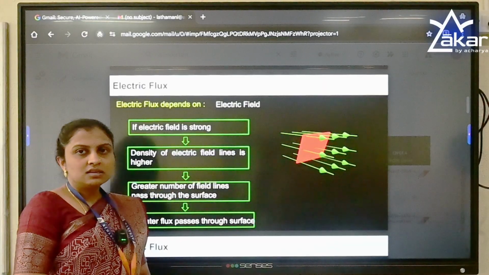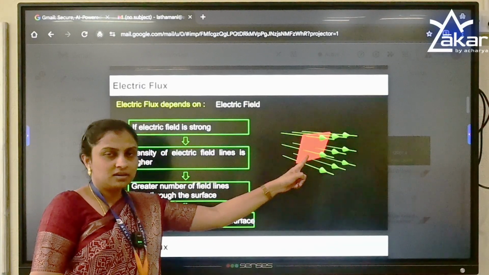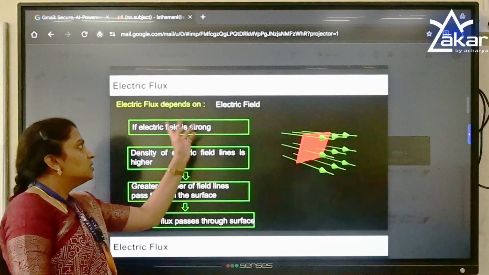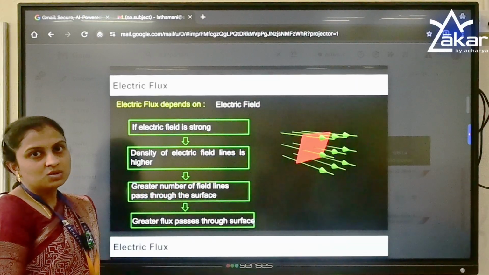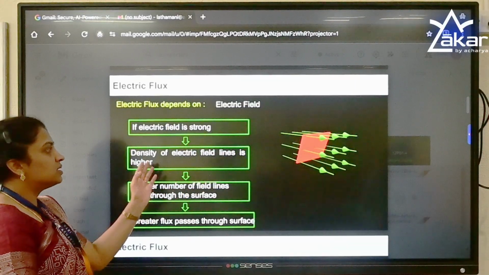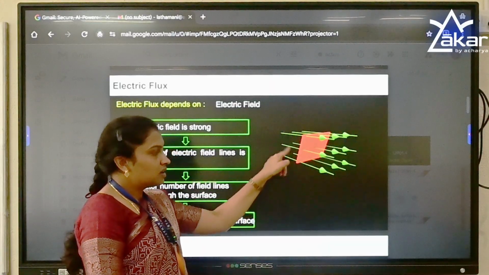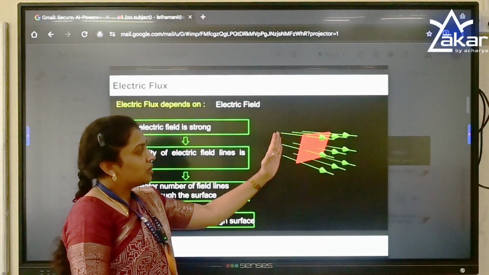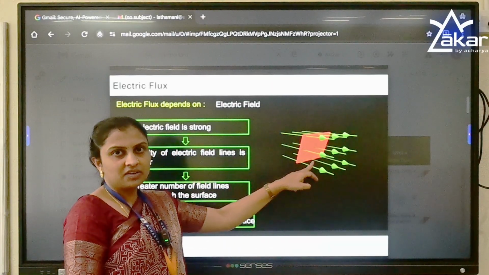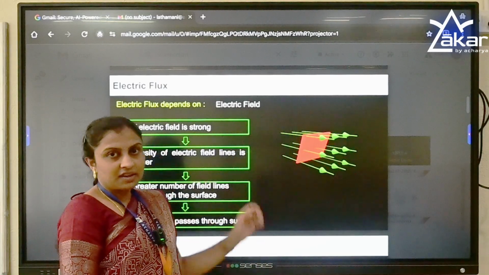You can see in this, here I have taken one surface. Here the electric field is strong. Why is the electric field strong? Because the density of the electric field lines is higher. You can choose any surface. The number of lines passing through this surface is called electric flux.